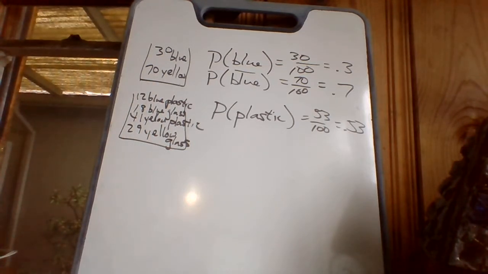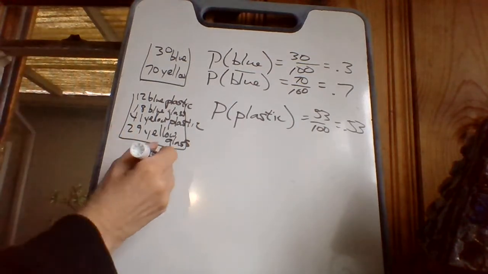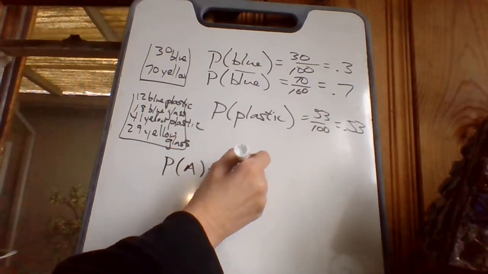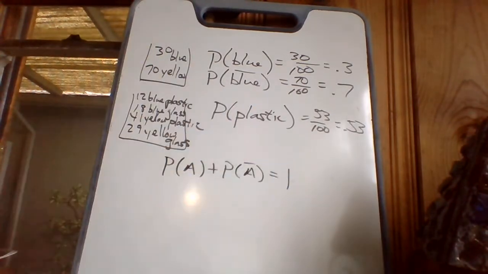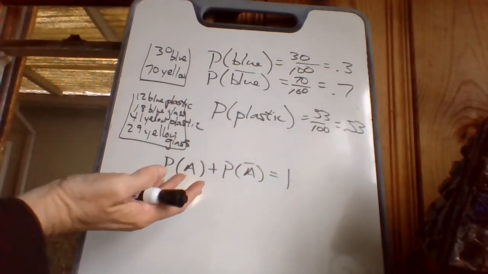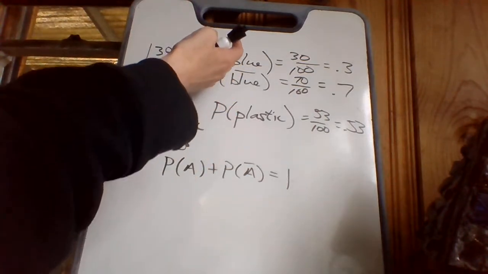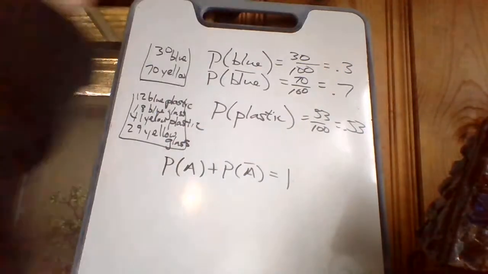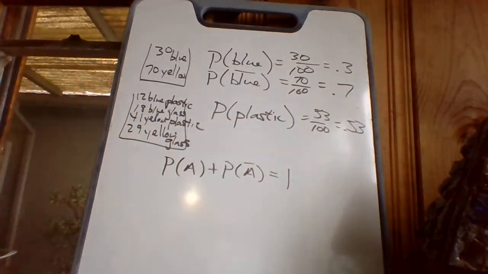All right, but anyway, so complementary events. And as I said in the last video, you just need to know what this notation means, because there's some questions on the homework that look like this. Okay, so it tells you the probability of A plus the probability of not A is 1. So the probability of blue plus the probability of not blue, that would be 0.3 plus 0.7. It should always add up to 100%.